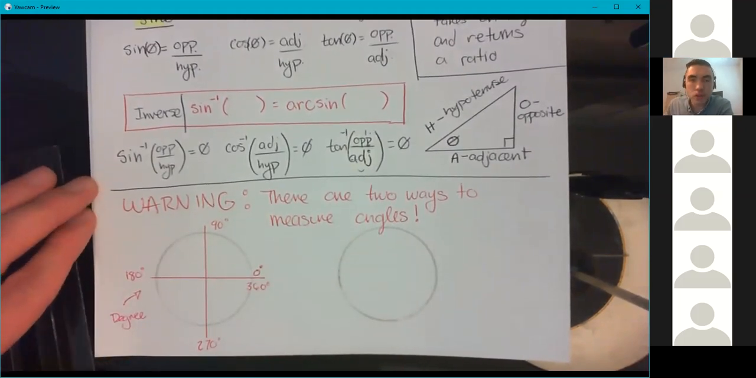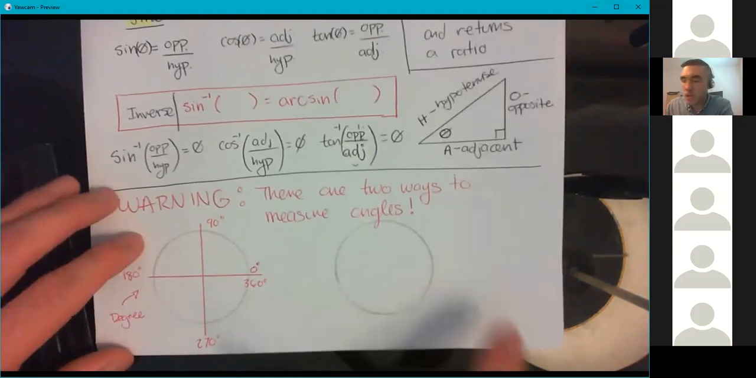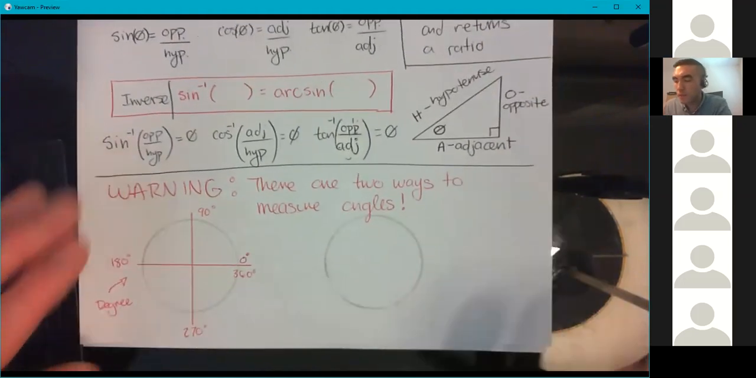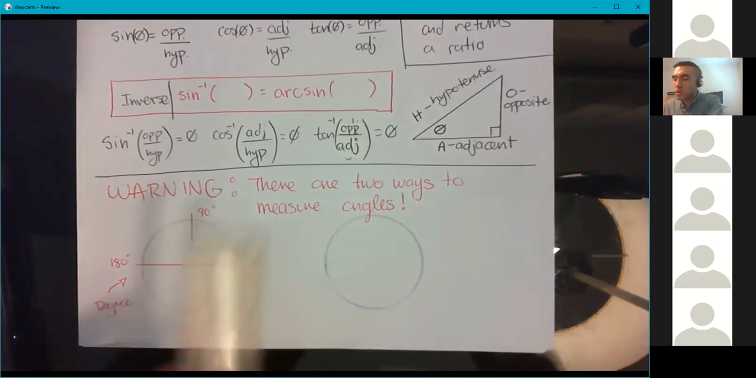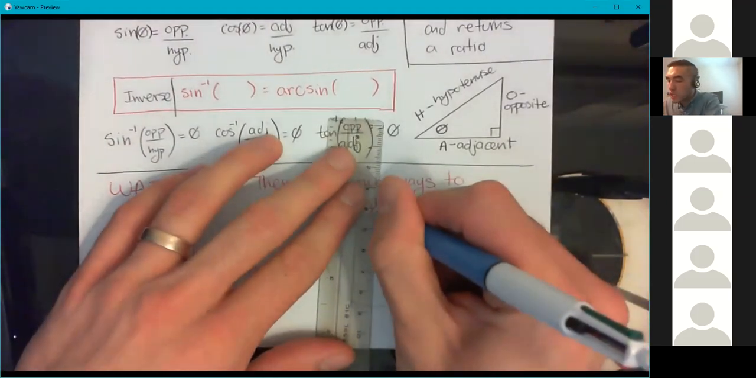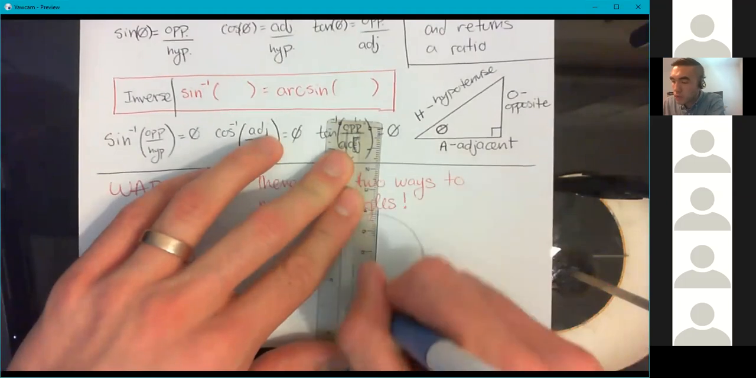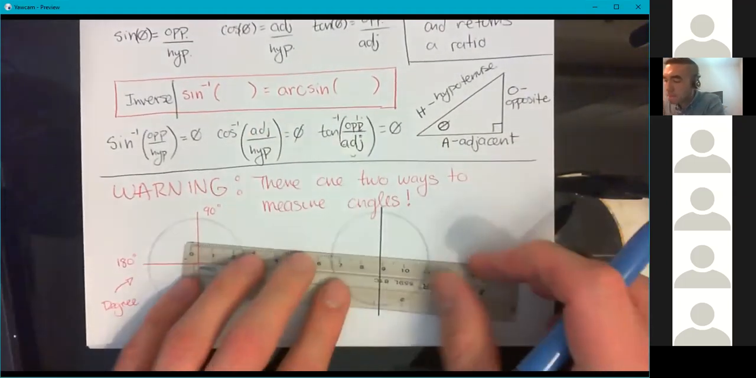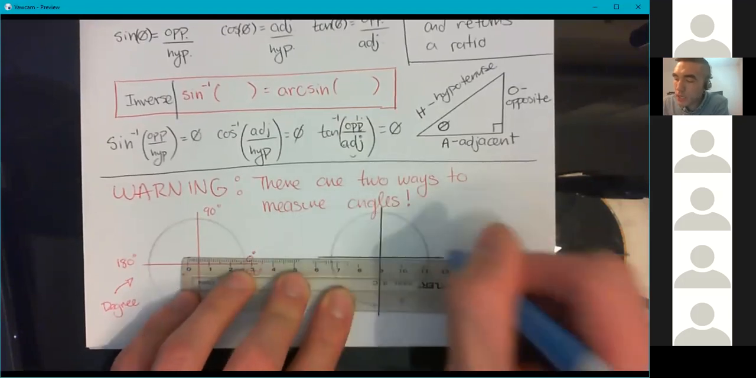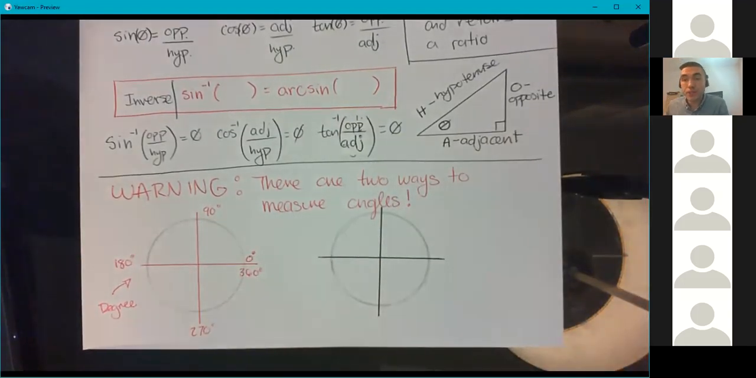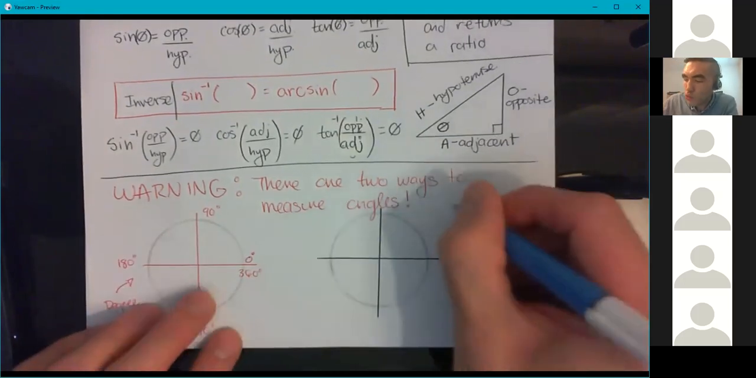There is another superior system by which we can measure an angle, and this is the method that scientists and engineers actually use, but for whatever reason, we don't teach it to you guys until your senior year of high school. The other way that you can measure the size of an angle is in a completely different unit system called radians.